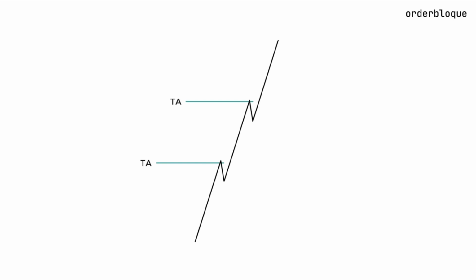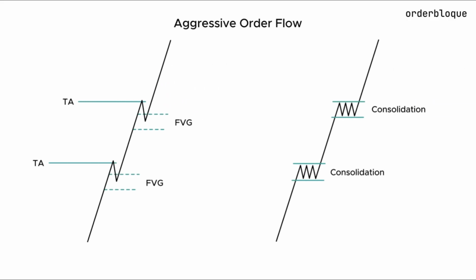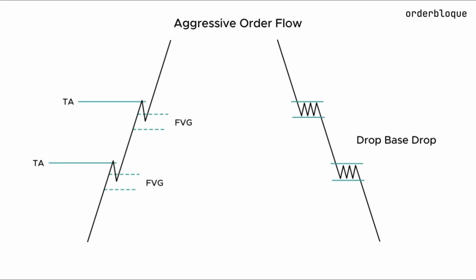Schematically, this manifests in a movement where the price, in the context of a trouble area, makes a small retracement to the nearest inefficiency zone, often in the form of a fair value gap within the range, and continues its movement, which is called aggressive order flow. There are cases when the price can enter short consolidations, which many refer to as rally-based rally for a bullish scenario, and drop-based drop for a bearish one.